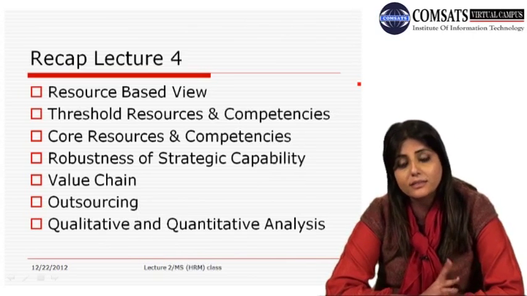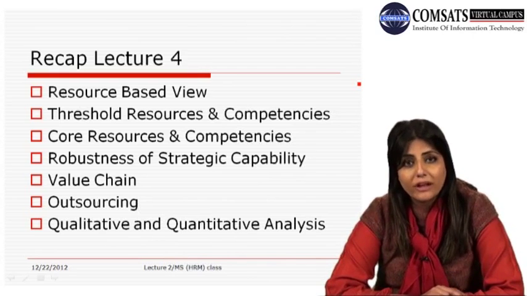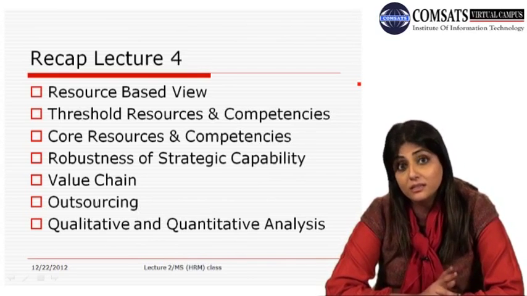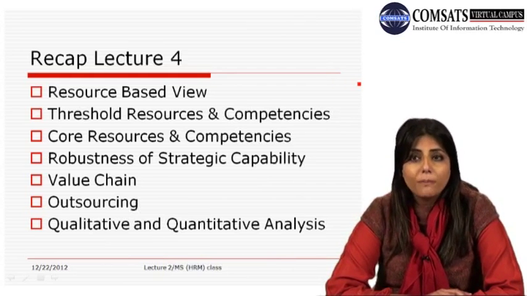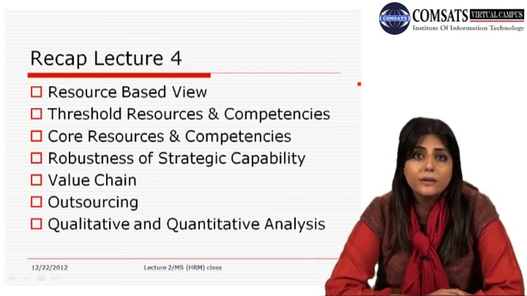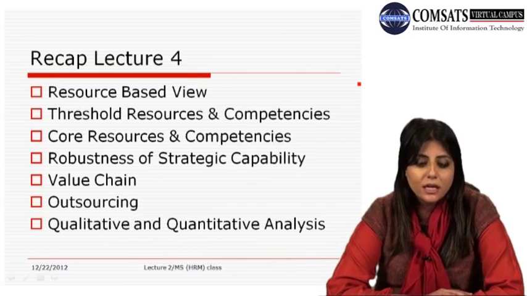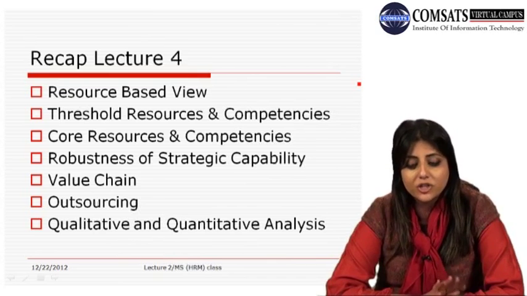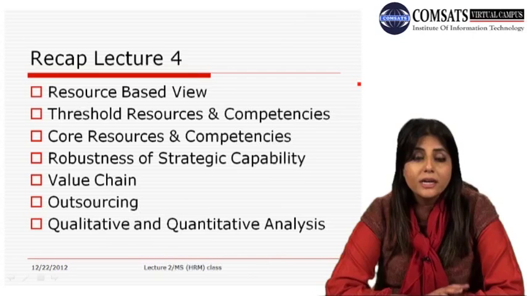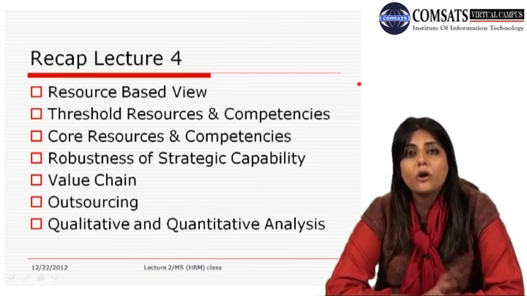So we saw that the strategic capability becomes robust when it has the qualities of rarity. It is not easily imitable by the competitors. It is non-substitutable by the competitors because it is causally ambiguous, and it has linkage ambiguity. So all these factors, when they are present, make your strategic capabilities robust. And robustness of strategic capability is required to sustain the competitive advantage of a firm.